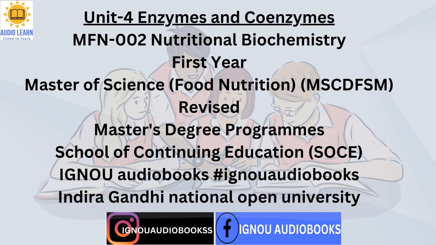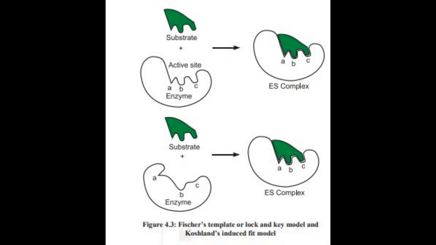The ES complex is formed mainly by non-covalent bonds between specific groups of the substrate molecules and the specific amino acid side chains present at the catalytic site of the enzyme. Different models for enzyme-substrate complex formation exist. Let us look at these models next. Models for enzyme-substrate ES complex formation. There are two popular models to explain the enzyme-substrate interaction. These are Fischer's template or lock and key model and Koshland's induced fit model. The two models are described next.